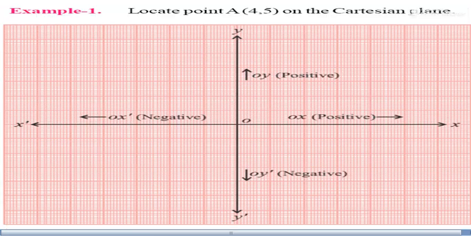Now come to this one. Locate the point 4, 5 on the Cartesian plane. The Cartesian plane is the xy plane.